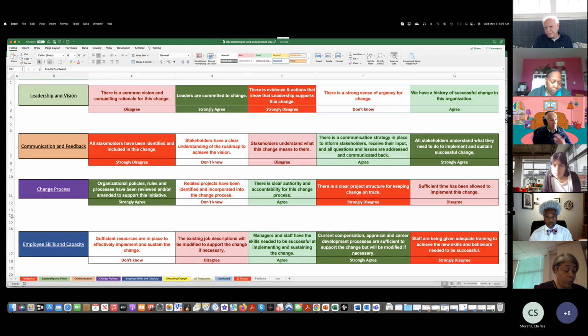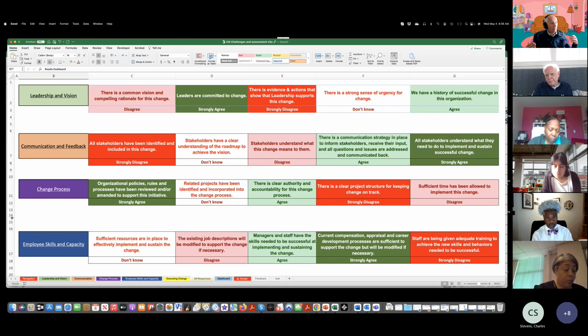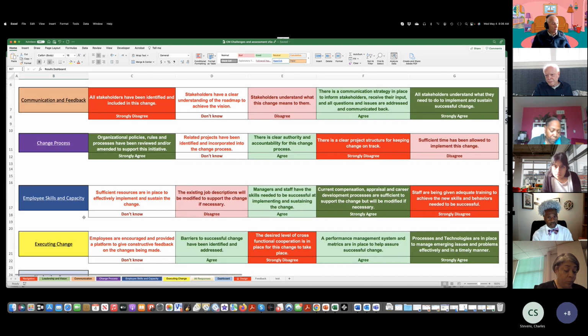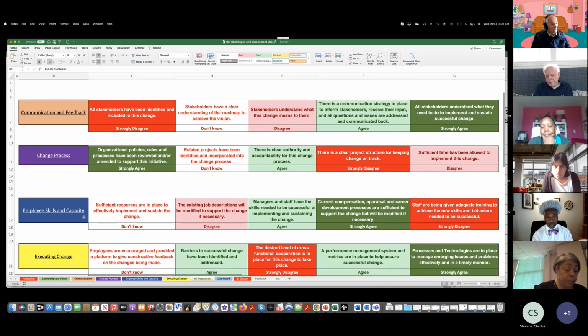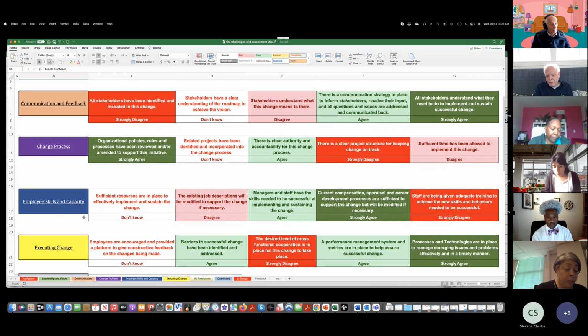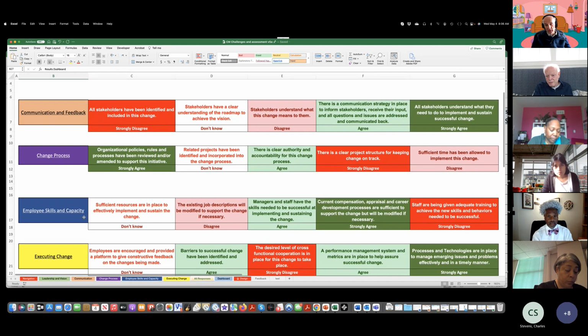Our attempt, whether it's successful or not, was to make every one of these statements positive and something that would be desirable and advantageous for change management. If you see some that are wrong or not positive, we'll definitely need to change them, and that would make it consistent.